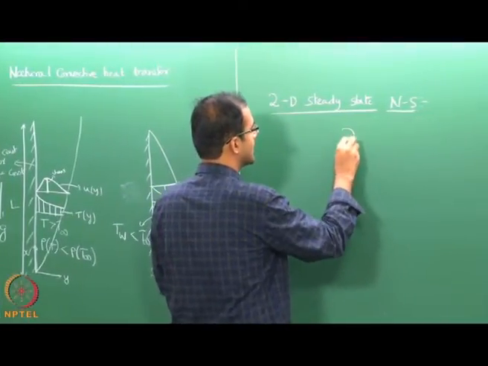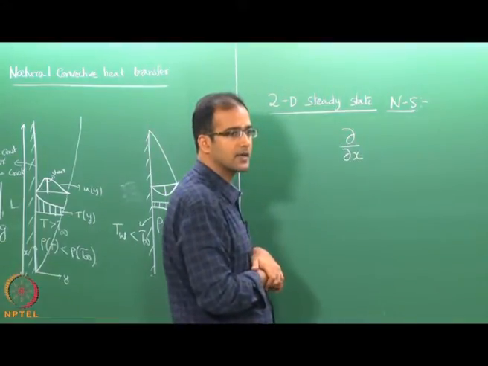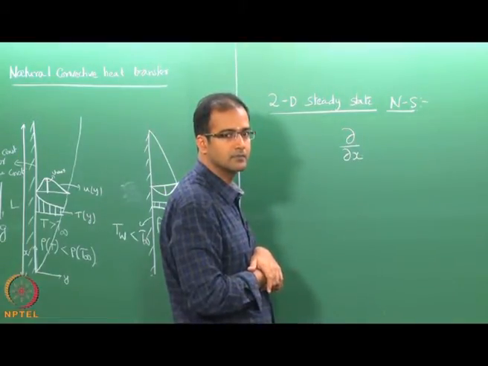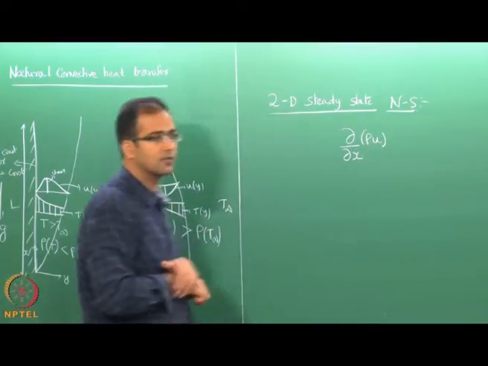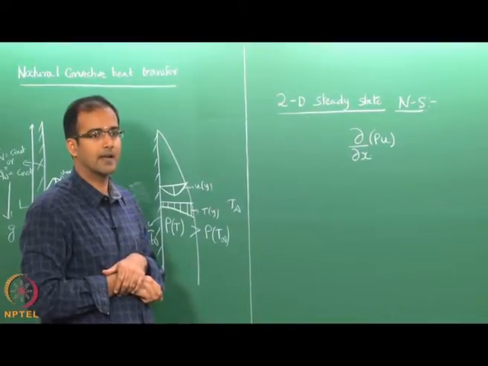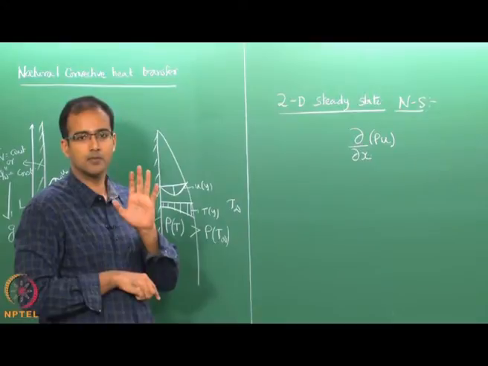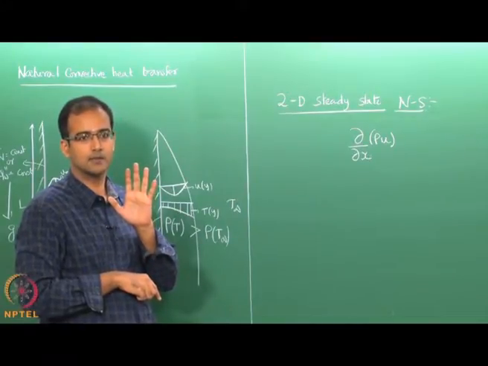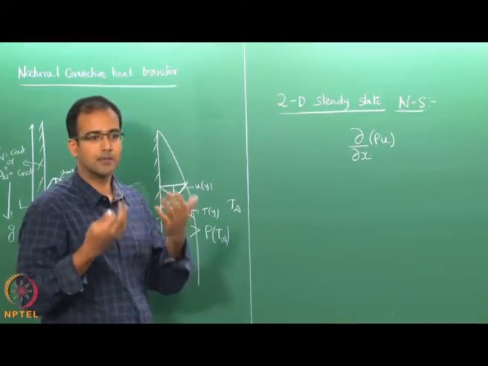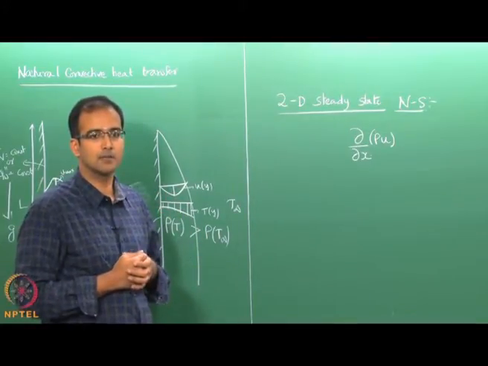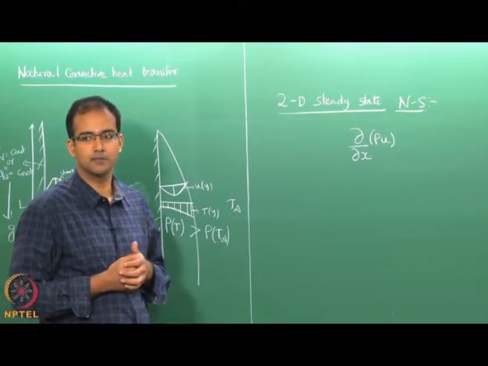What will be the continuity equation in this case? d/dx of rho u. So, unlike the external forced convection, we cannot claim that density is a constant. This is an incompressible fluid, but density is now a function of temperature, and since temperature is a function of position, density becomes a function of space, and therefore, we cannot take rho outside the derivative.